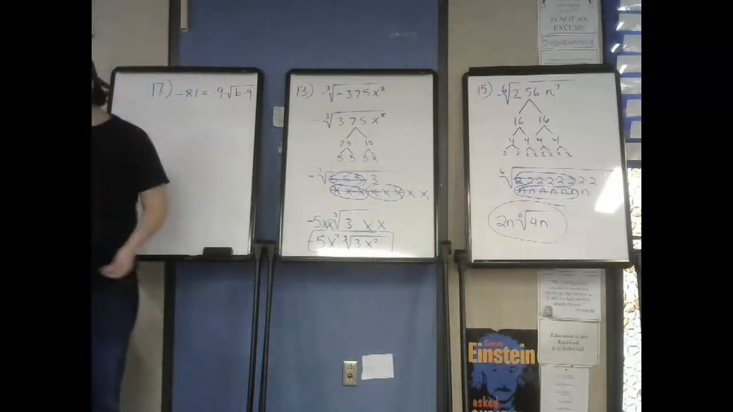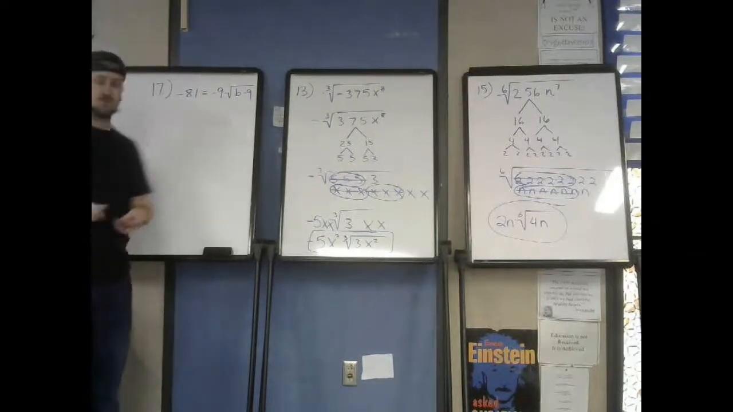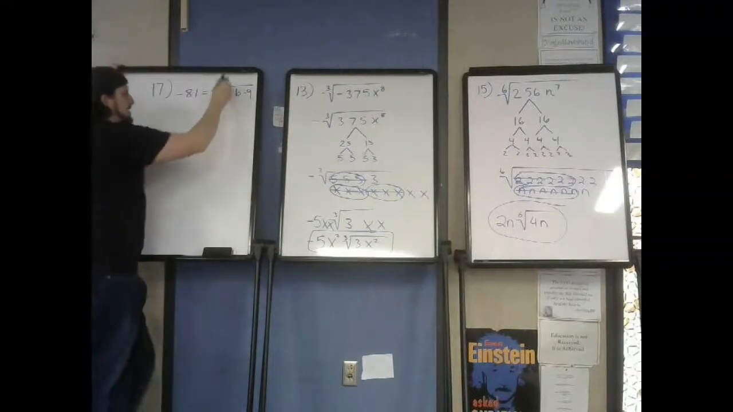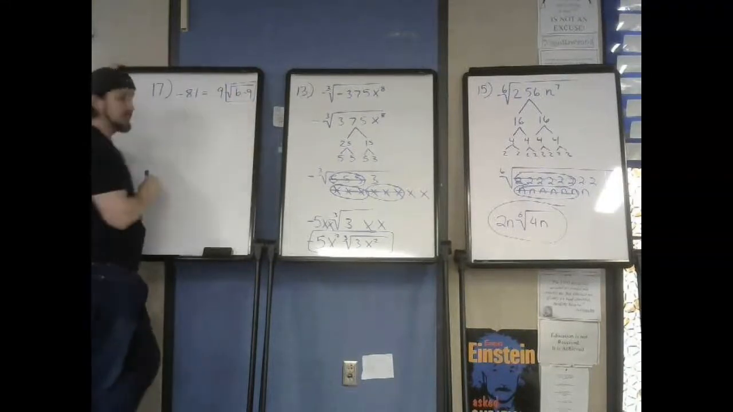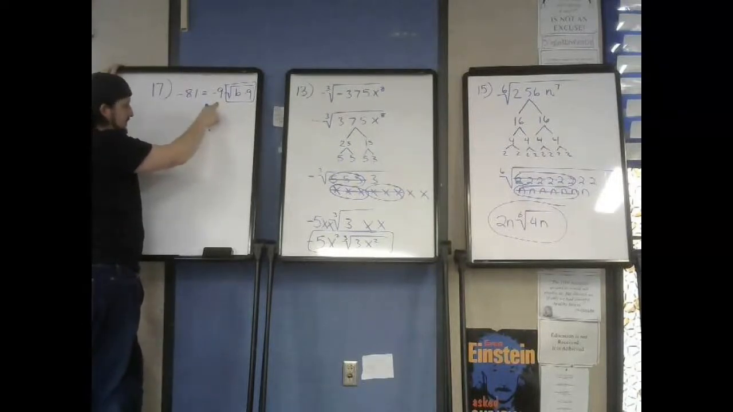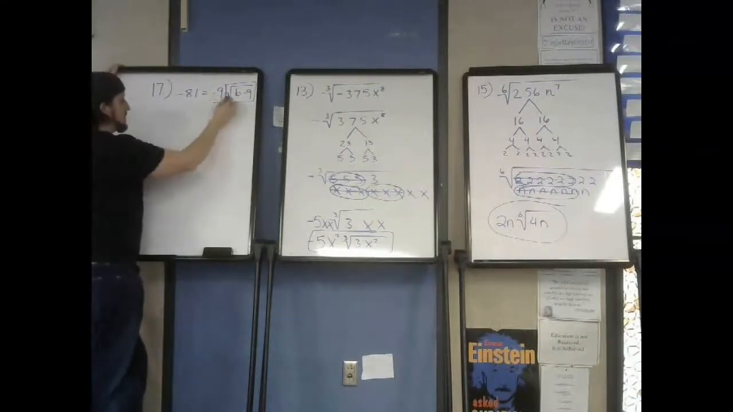Okay, so for this problem, what we want to do is get this piece here by itself first. So I need to get rid of that 9. Now, how do you get rid of the 9? You're going to divide it because this negative 9 is multiplying the square root. So to get rid of it, we divide both sides by a negative 9.